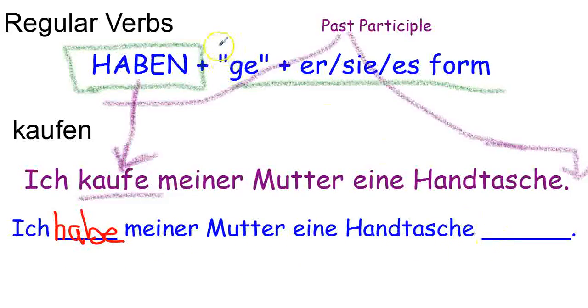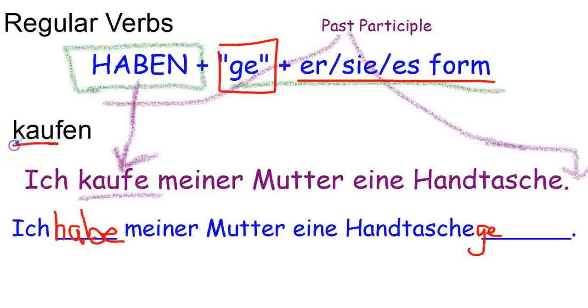All right, follow the pattern. Ge plus the er/sie/es form. Ich kaufe, du kaufst, sie es kauft. Oops, I'm not the best at drawing this with my mouse. Okay, so we have: ich habe meiner Mutter eine Handtasche gekauft. I have bought my mom a purse. And that is a typical pattern of a regular verb in the conversational past.